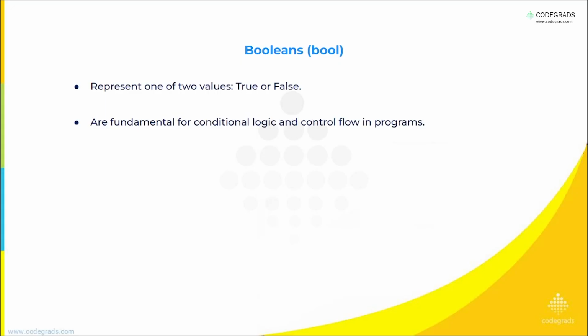Now next we have boolean. It is mentioned in Python as bool. It represents one of two values, which can be either true or false, and they are fundamental for conditional logic and control flow in a program. Boolean basically represents truth values. Suppose I mention a variable named student and its value is equal to True. So that will be considered as a Boolean value.